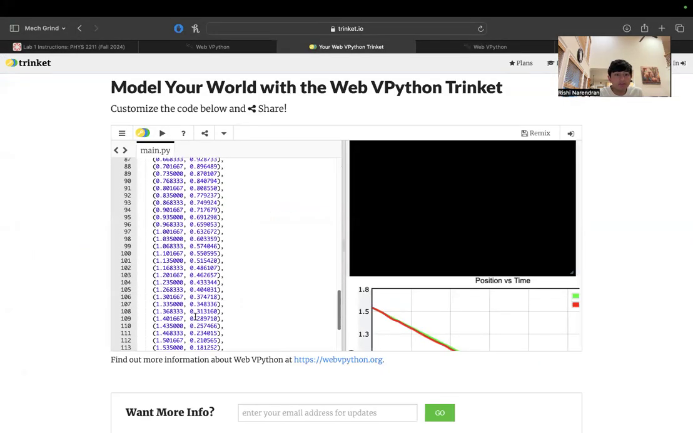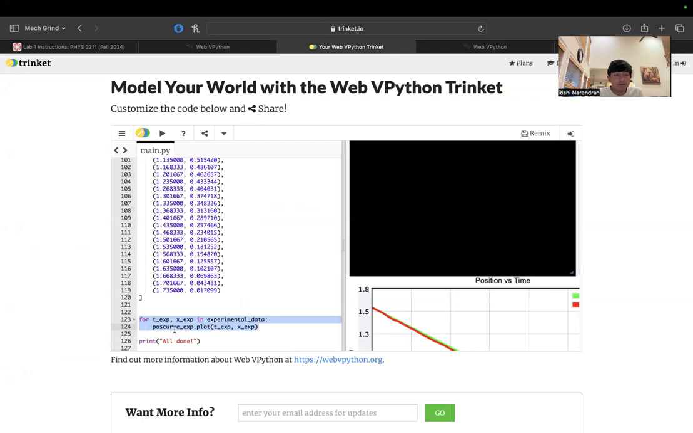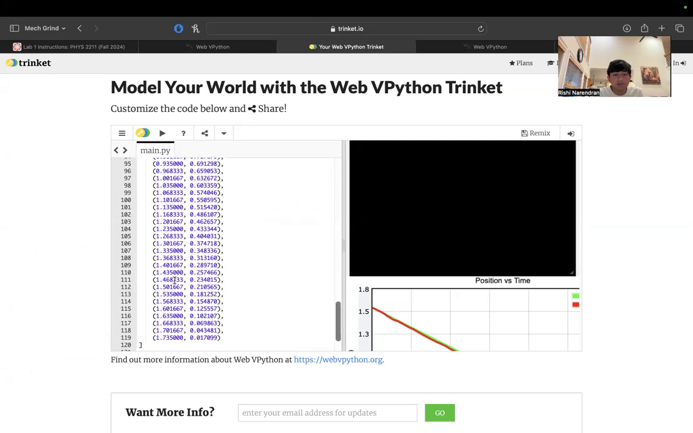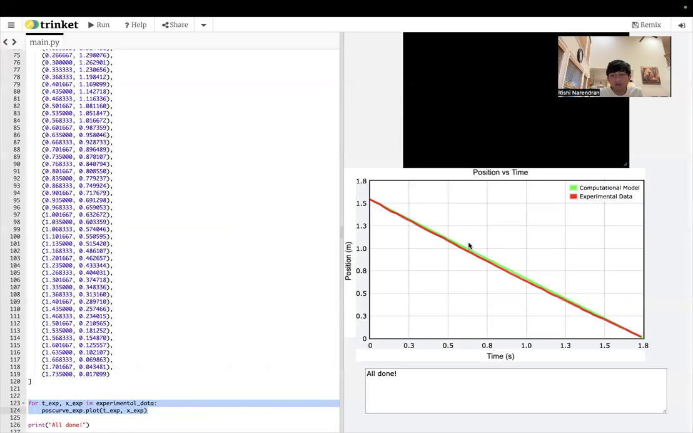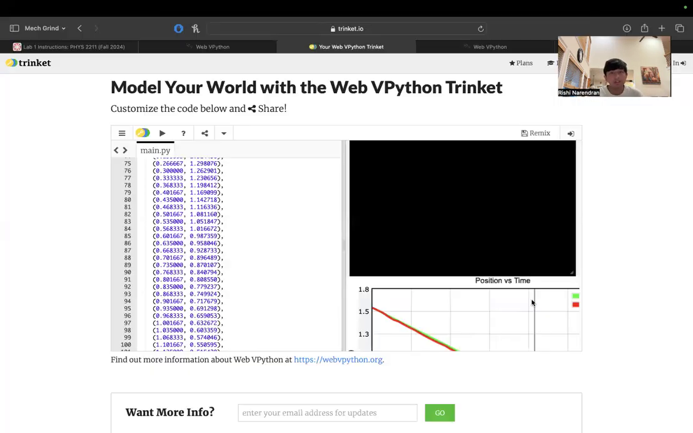I inputted my experimental data and then used a for loop such that for every data point, it plots it, and I can show you guys what that looks like right now. So as you can see, we have the green, which represents my computational model, and the red, which represents my experimental data. Some observations I can make about this are some of the roughness in the experimental data graph. It's not a completely straight line, and this is because of the non-ideal conditions that come with almost any experiment.